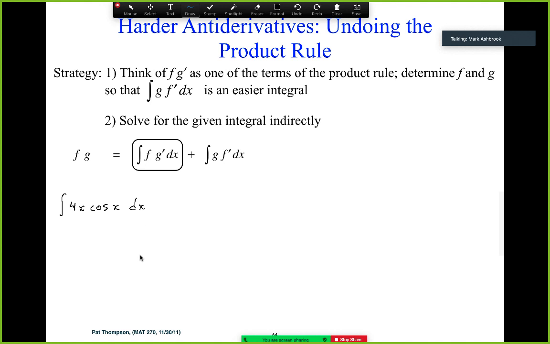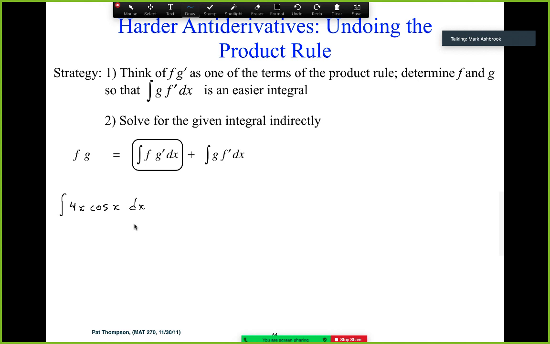As we start adding new techniques and new approaches to our toolbag, when we come to a new antiderivative, if it's not a simple one, just a plain rule, the first question we always ask is: was this a chain rule derivative? The one we just finished working on. So yes or no? Is this the result of the chain rule, 4x cosine x? No.